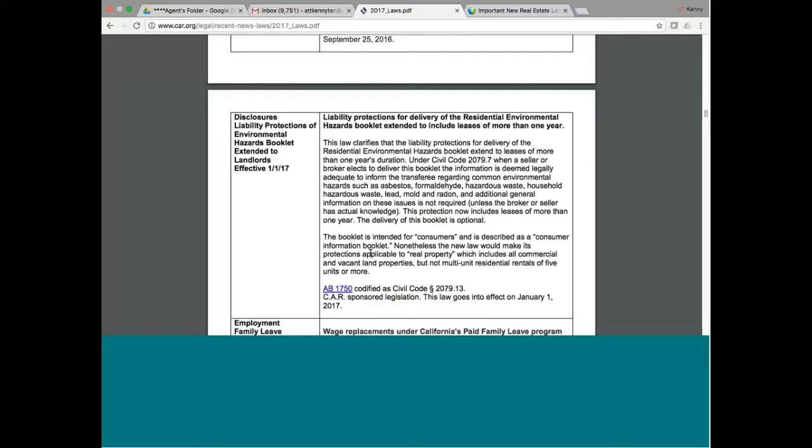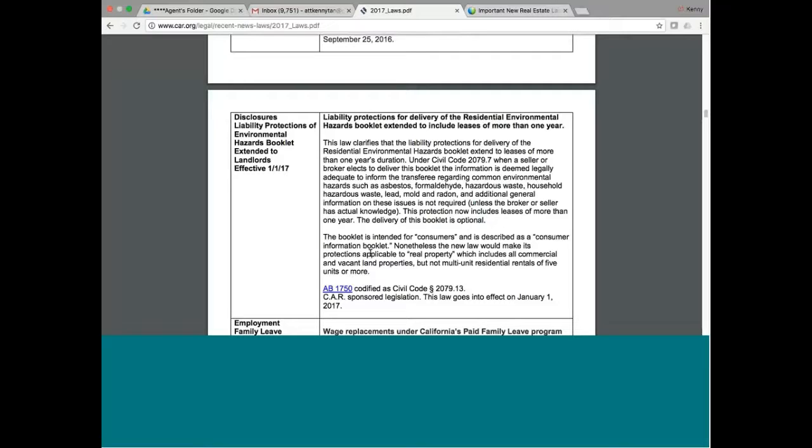This law clarifies that the liability protections for delivery of the residential environmental hazards booklet extend to leases of more than 1 year's duration. So in other words, previously it already existed. If you use a booklet, hand it to your buyer, it sort of gives you that extra protection for liability. So if at all possible, always provide that booklet.